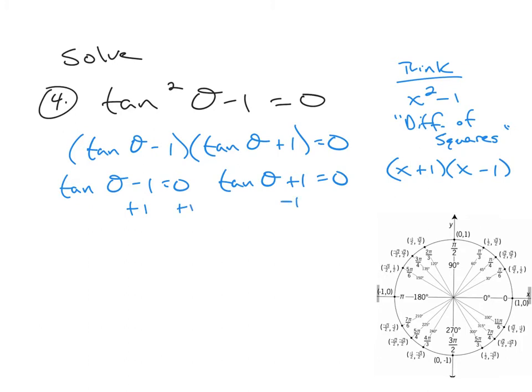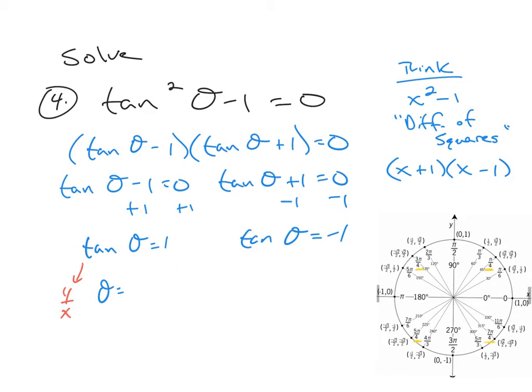Add 1 to both sides, subtract 1, so tangent theta equals 1. And tangent theta equals -1. All right, so remember, tangent is our y value divided by our x value. And when we do our y divided by x, we get 1. So that means that they have to be the same number. The y and x have to be the same. So we should really be focusing at these pi over 4 increments.